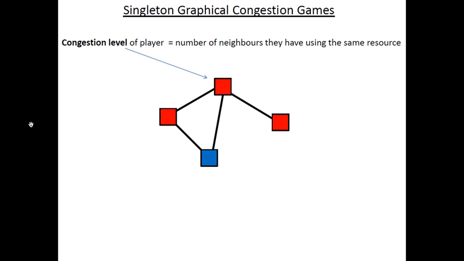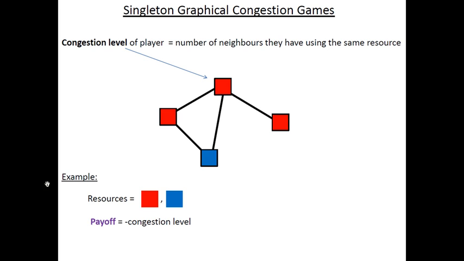So let's define the congestion level of a player to be the number of neighbours that they have who are using the same resource as them. So here we've got a scenario. These players are using the red and the blue resource, and this guy here has a congestion level of 2. Why? Because they just have 2 neighbours who are using the same resource as them. The idea behind these systems is that the payoff that a player gets is given by some non-increasing function of their congestion level. We keep things very general.